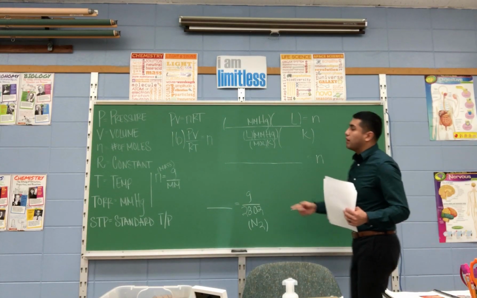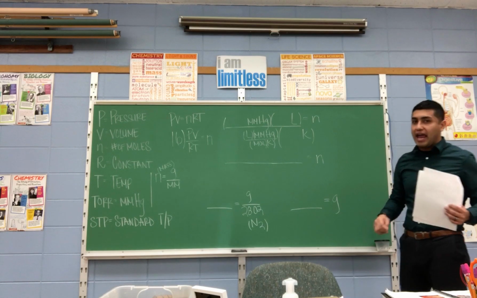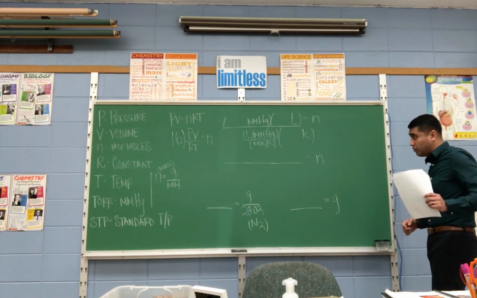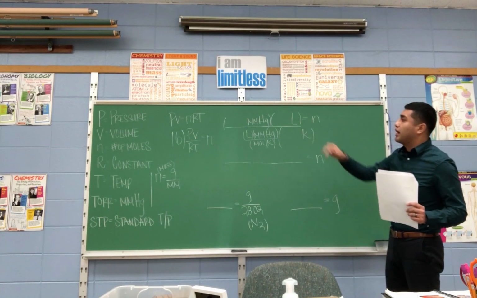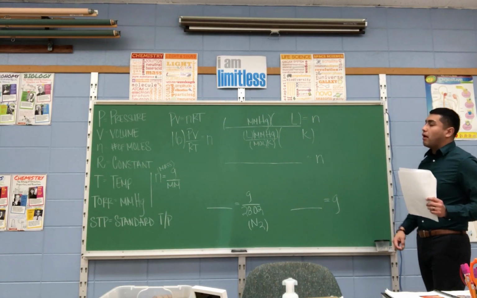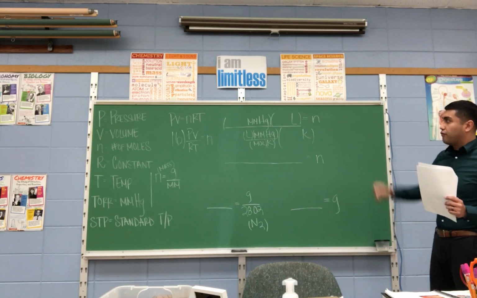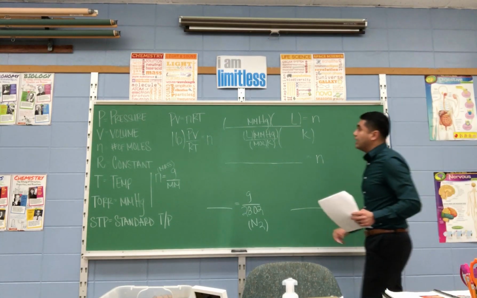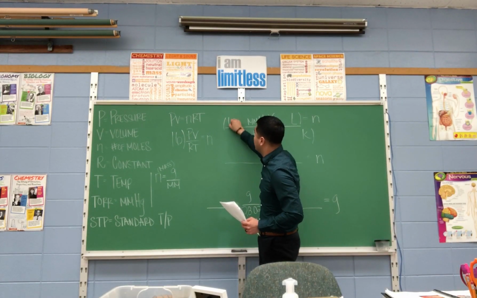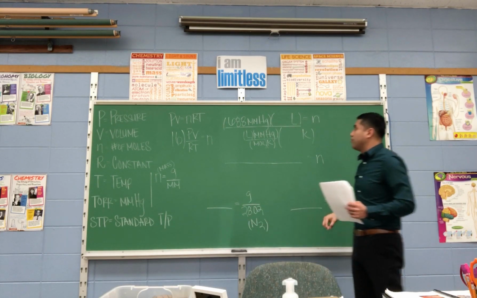So I've rearranged my formula, as you can see right here. PV over RT equals N. I've written it out here with the units. So I need pressure, volume at the top, my R constant, and temperature at the bottom. So you'll notice, again, for millimeters of mercury, it's given right there. It's 688. So you go ahead and you plug that in, 688. That is millimeters of mercury.